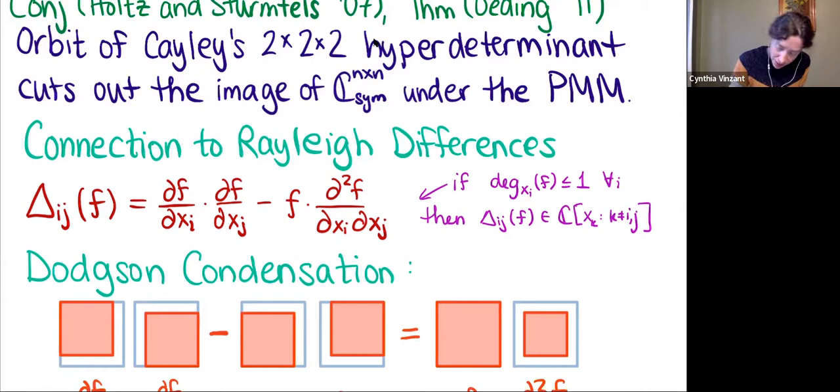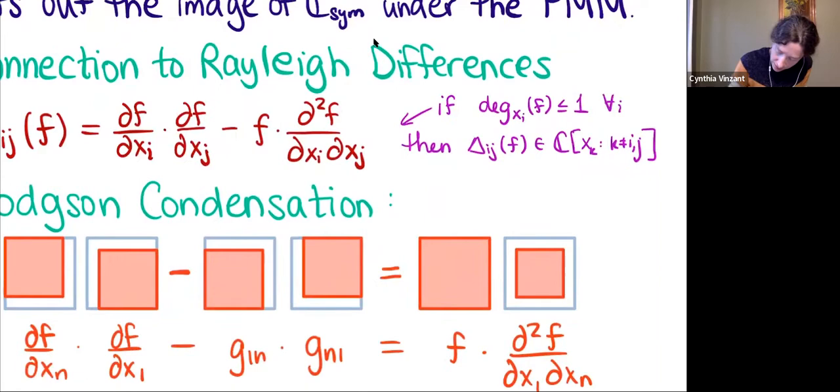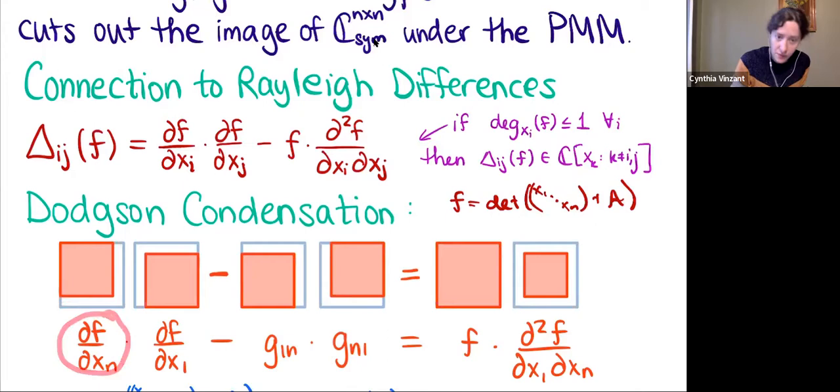And so the original idea was to compute the big determinant by this expression and then dividing by the d minus 2 size minor. The connection here is that if I have a polynomial f, the determinant of x1 through xn plus a, then as we said before, the principal minor, the determinant of the submatrix of this matrix I get by crossing out the last row and column, is exactly the derivative of f with respect to the variable xn.